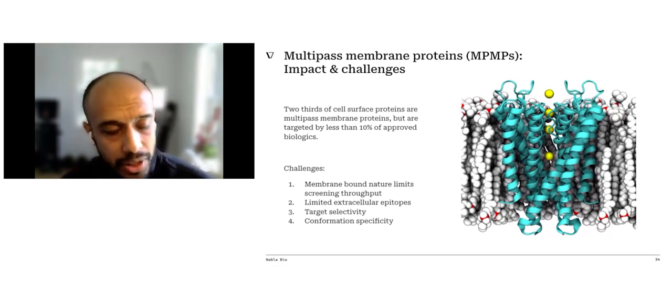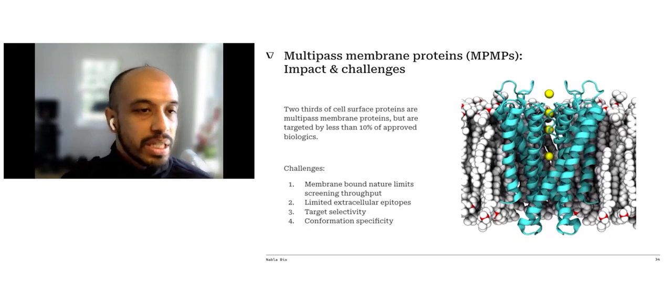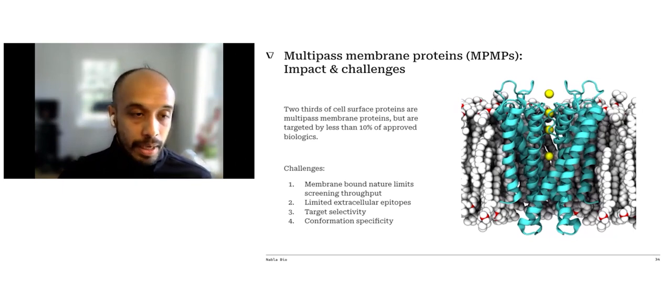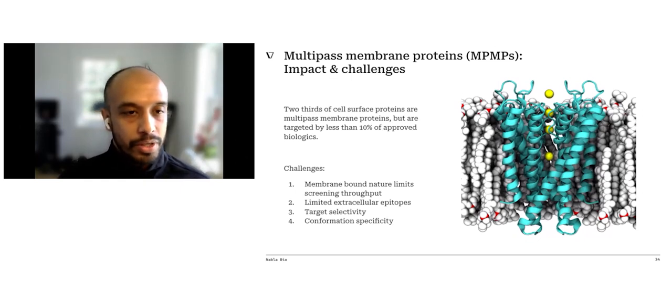The last thing I'll mention here is these are sort of not a niche set of proteins. Multipass membrane proteins actually comprise 2/3 of all cell surface receptors, but are actually targeted by less than 10% of approved biologics today. And that's really just a reflection of how challenging they are to generate binders for.